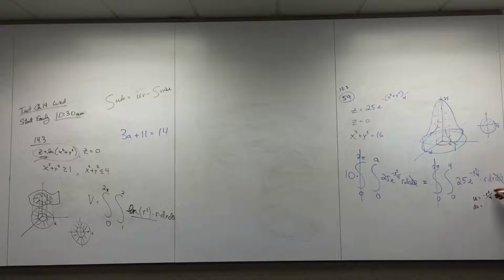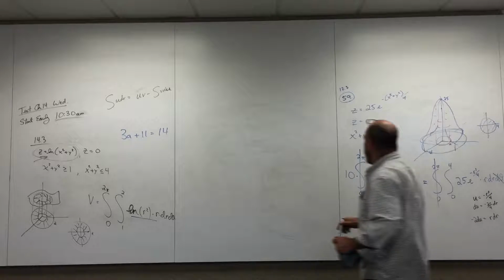du is negative 2r over 4 dr, or you could call that negative a half. I think I'll multiply the negative 2 to the other side: negative 2 du equals r dr. You follow that? You call something u, you find du, that's negative 1/2, you multiply it to the other side, and then you replace all this junk.